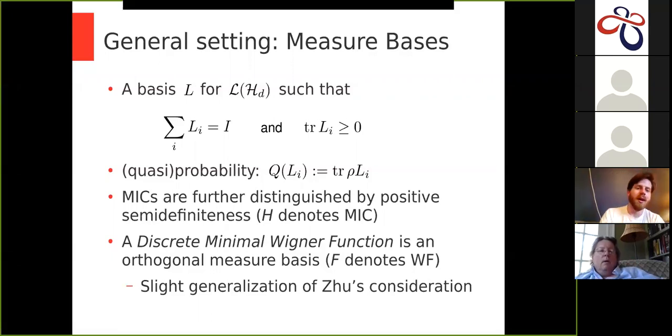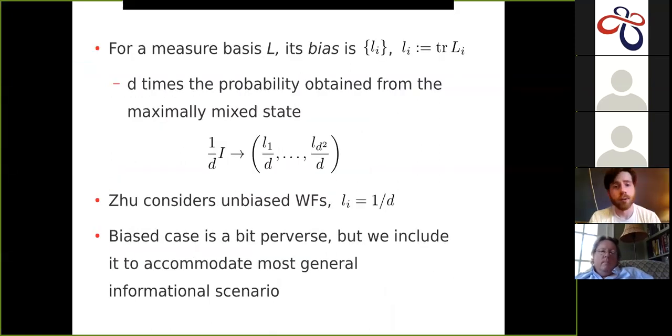Okay. When I'm talking about a Meek, I will use H. When I'm talking about a Wigner function, I will use F. So this measure basis generalized setting, at least is general in terms of being most economical with the shortest probability vectors, is a slight generalization of Drew's consideration. How so? Well, it's a generalization because it allows for a bias. So what's a bias? A bias I define to be the list of the weights, which are the traces of the operators in the basis.